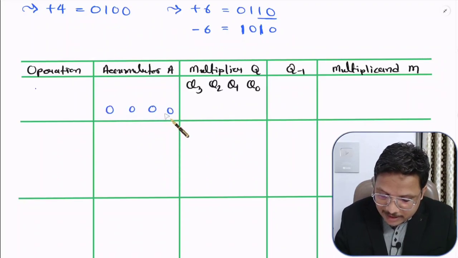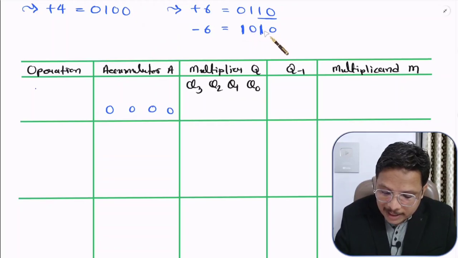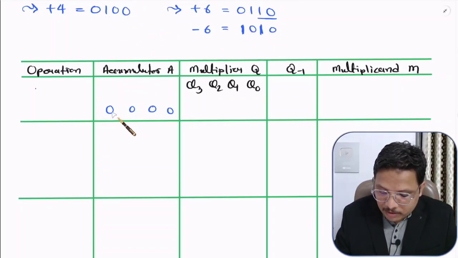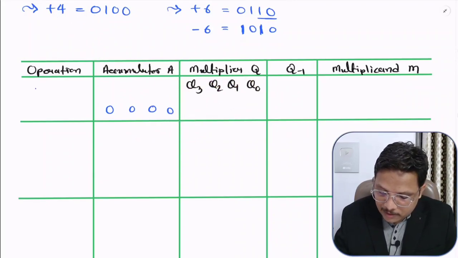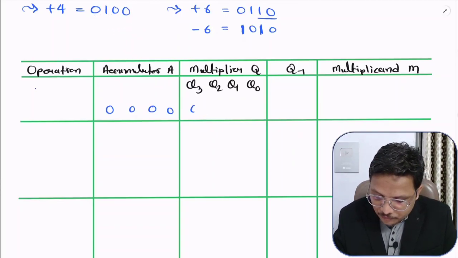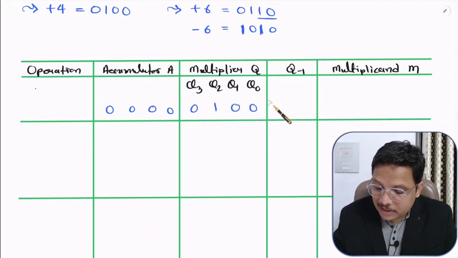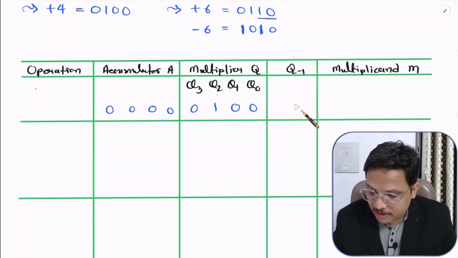How many bits are there? You see, 4 bits are there in the multiplier and multiplicand. So I'm writing 4 zeros in the accumulator. Now, what is the multiplier? The multiplier is plus 4, so I note this data as 0, 1, 0, 0. And the initial value of Q minus 1 should be 0.